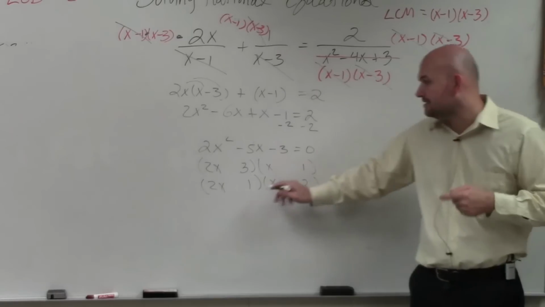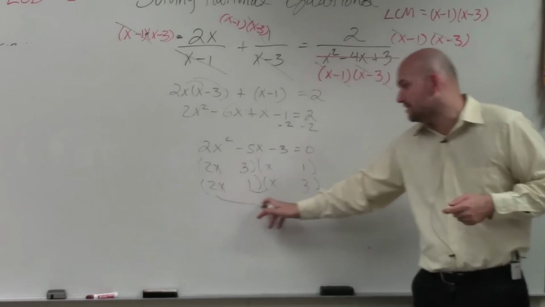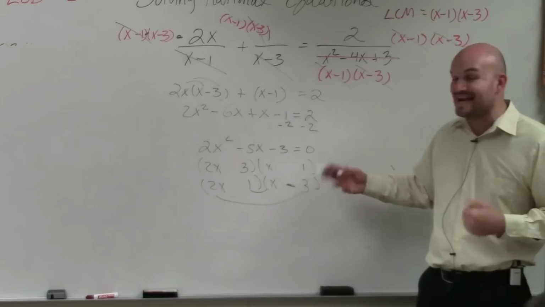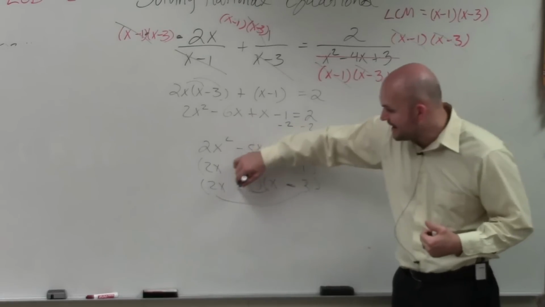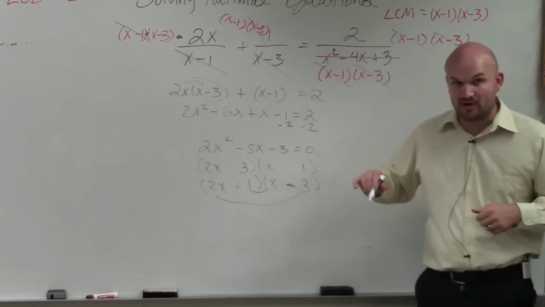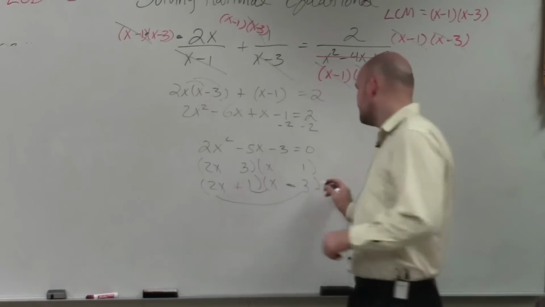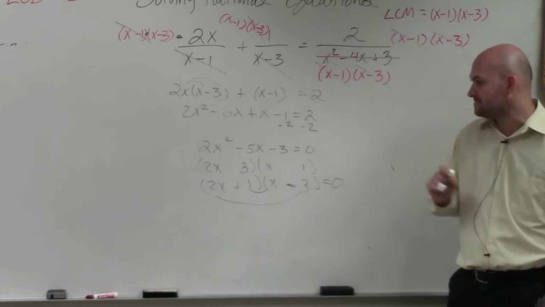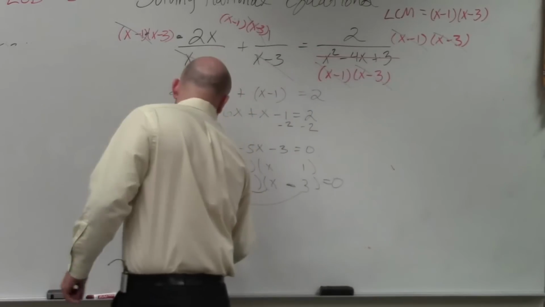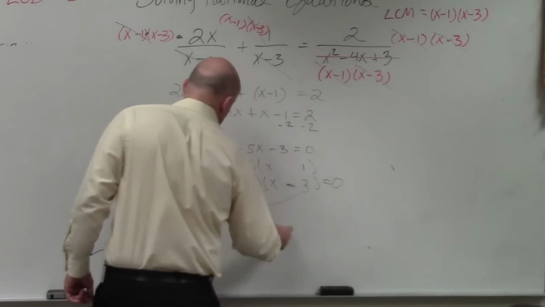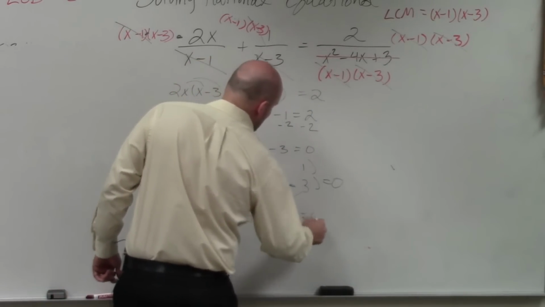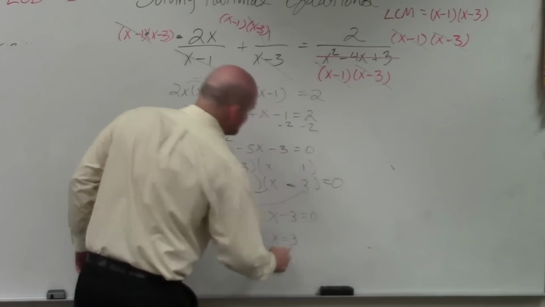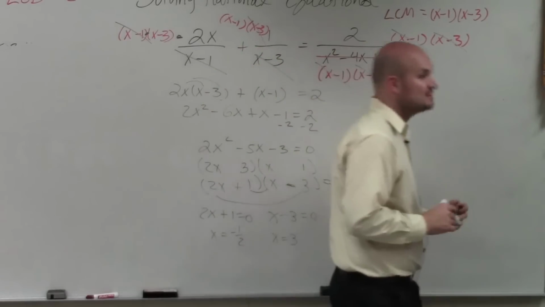And when I calculate the inner and the outer, what I notice is if I did 2x times negative 3, that would give me a negative 6x. And then if I added that to 1 times x, which is 1x, that would give me negative 5x. So I factored it down to 2x plus 1 times x minus 3 equals 0. And then I apply the zero product property: 2x plus 1 equals 0 and x minus 3 equals 0, so x equals negative 1/2, and x equals 3. However, I'm still not done.